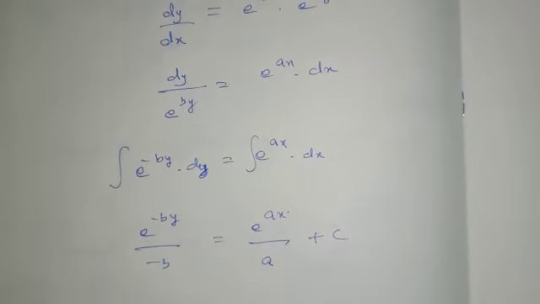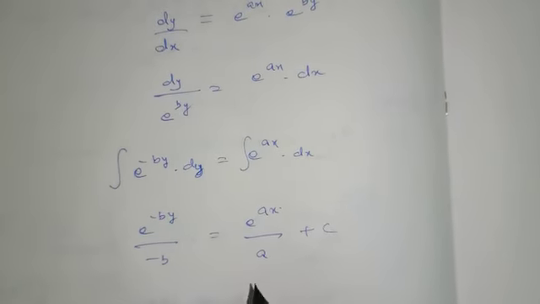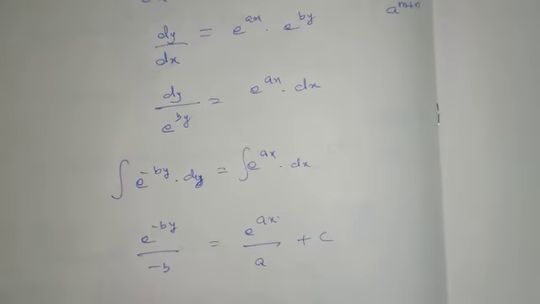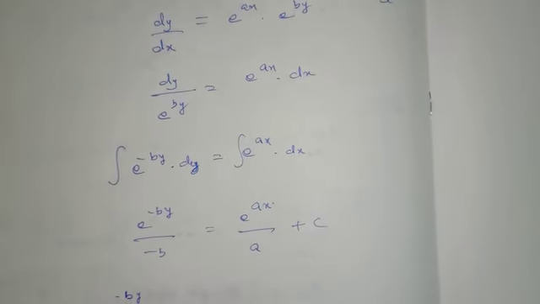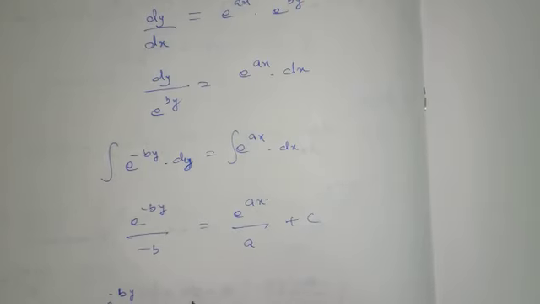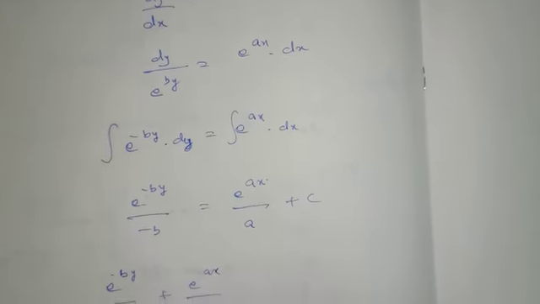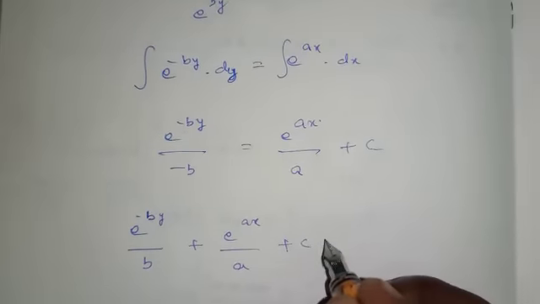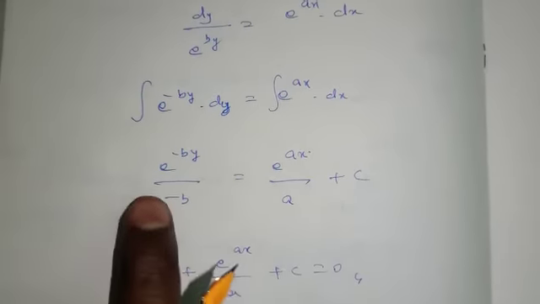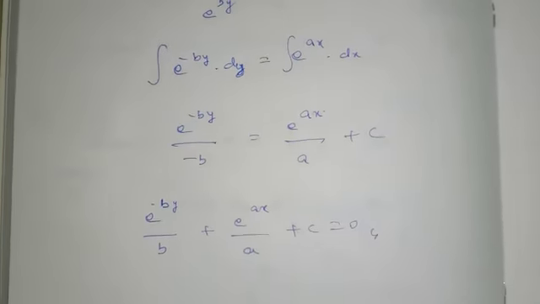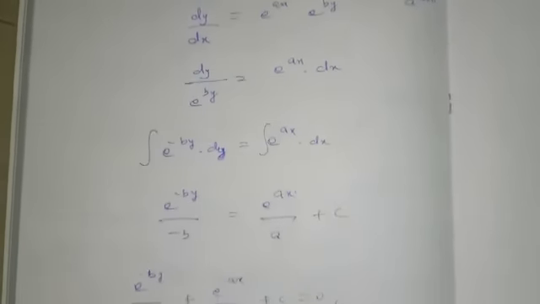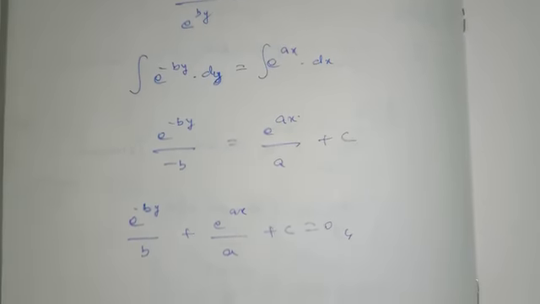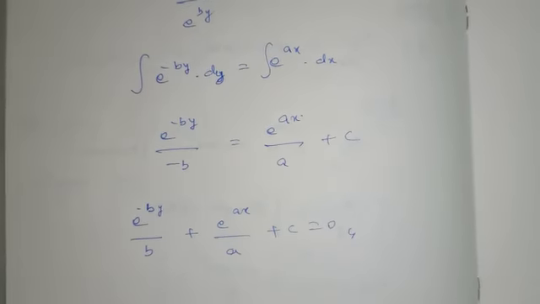Okay, so then the minus term comes down. So we get e power minus by by b plus e power ax by a plus c is equal to 0. So the minus term comes to the other side, and the power sign changes. Okay, now simple sums again. Since these are variable separable, they are not very complicated sums. Okay, so try to work them out and see.